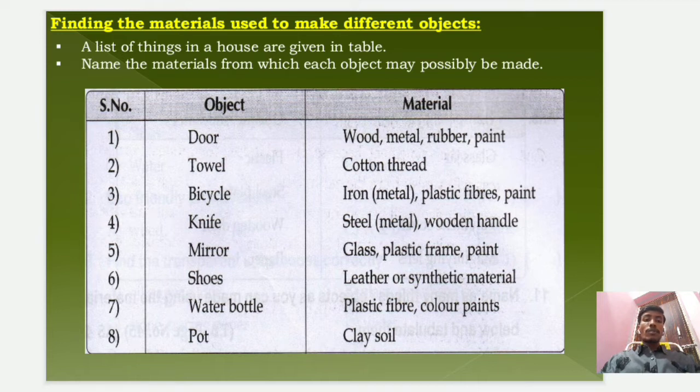The materials used: wood, metal, rubber, paint. And towel, cotton thread. Bicycle, iron, plastic fiber, paint. Knife, steel, wooden handle. Mirror, glass, plastic frame, paint. Shoe, leather or synthetic material. Pot, clay soil. Water bottles, plastic fiber, and color paints. So these are the materials required to make an object.